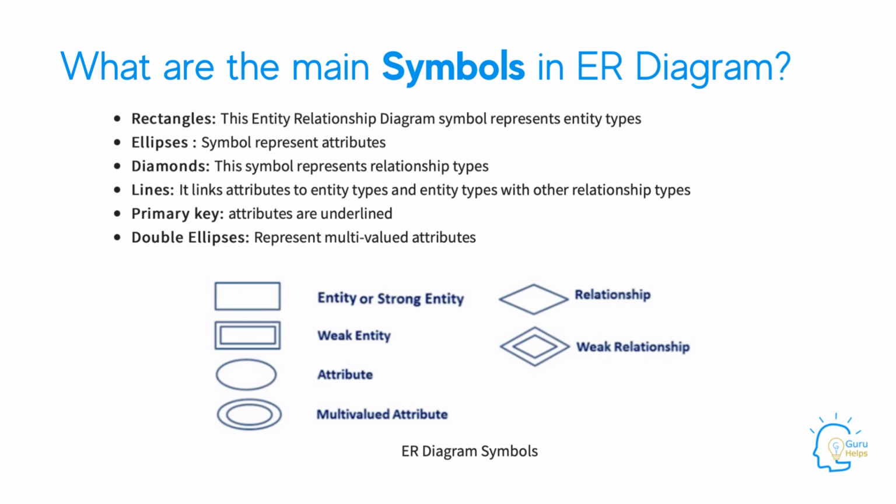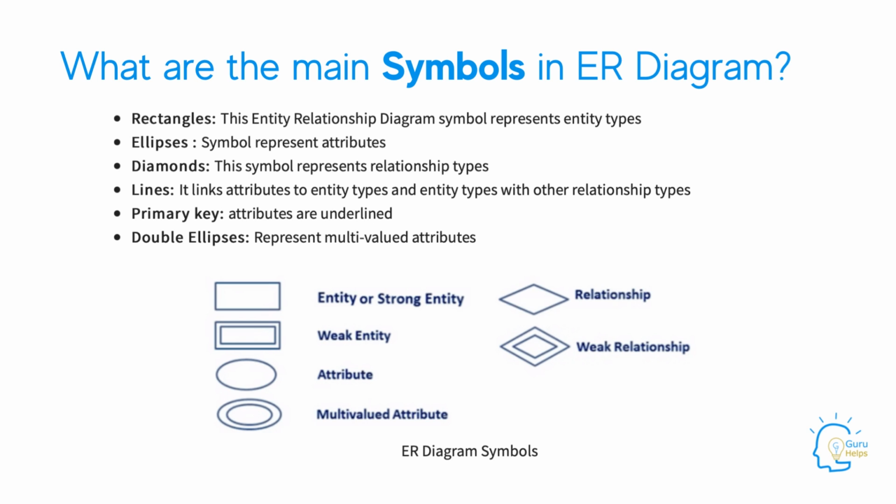So, the rectangle symbol in the entity relationship diagram represents entity types. The ellipse symbol represents attributes. The diamond symbol represents relationship types. Lines link attributes to entity types and entity types with other relationship types. Primary key attributes are underlined, and double ellipses represent multi-valued attributes.